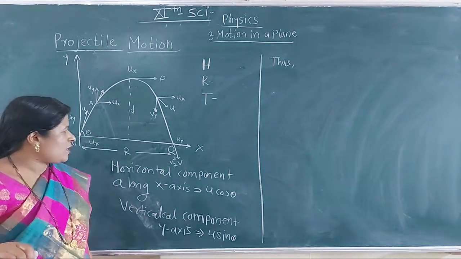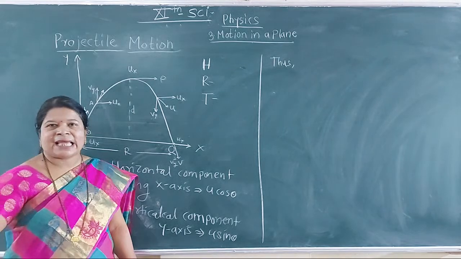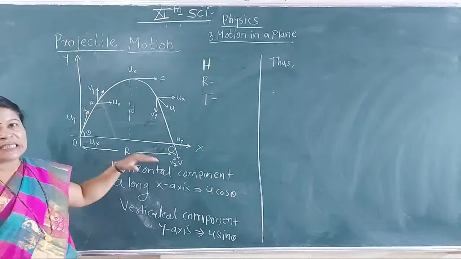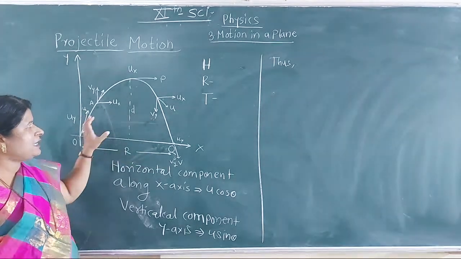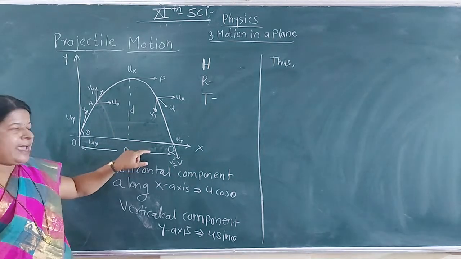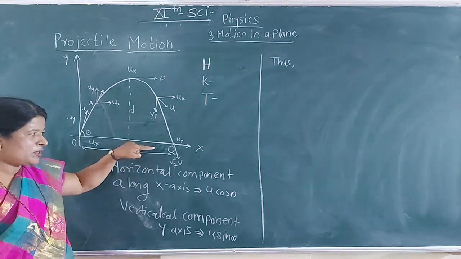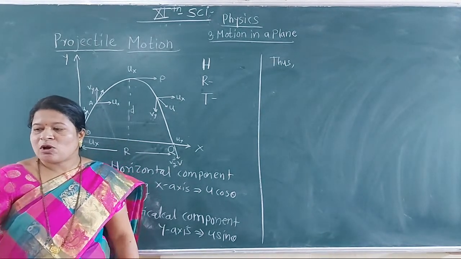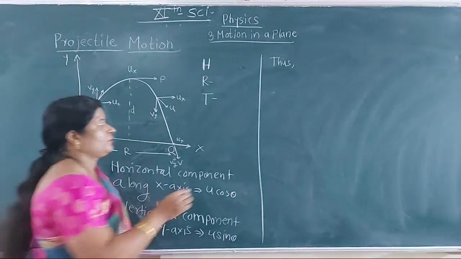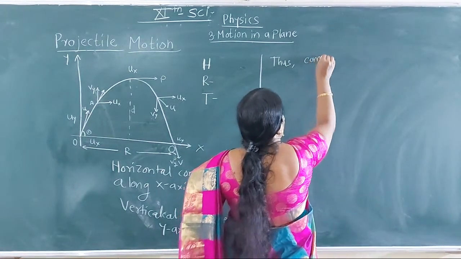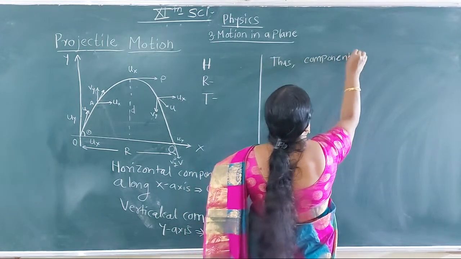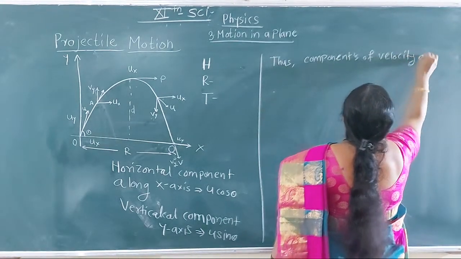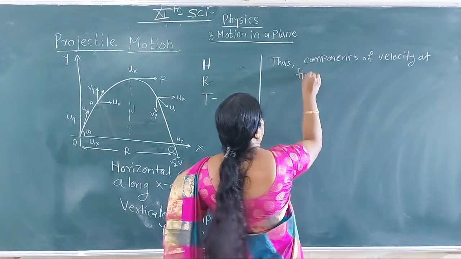Thus the components of velocity along the x and y axis. We are going to consider the component along the x axis and y axis because the projectile is moving in the x and y plane, in the horizontal and vertical plane. So the components of velocity at a time t.